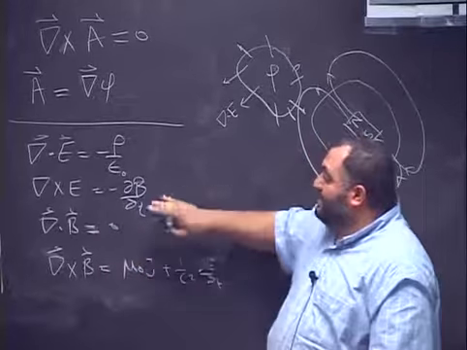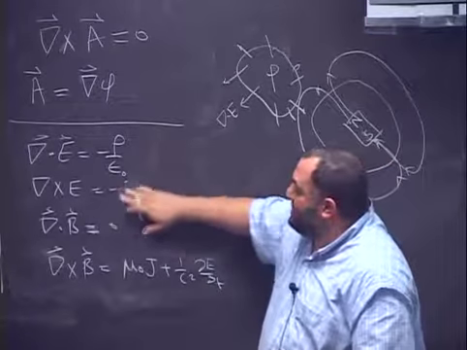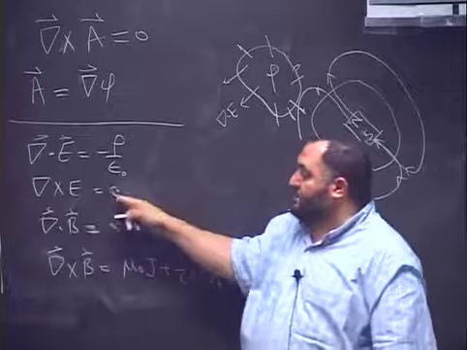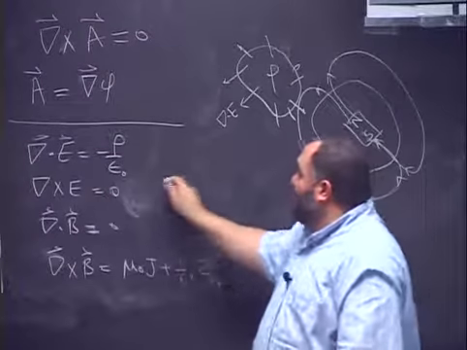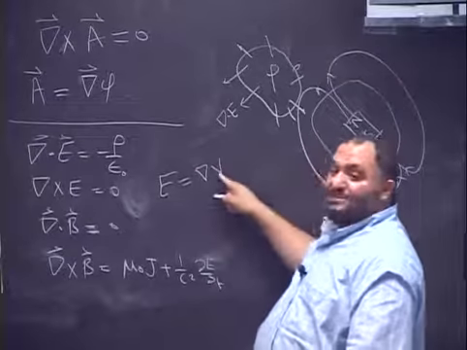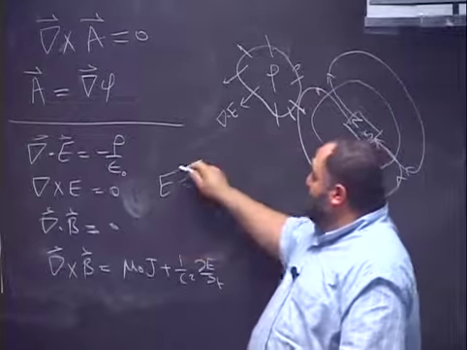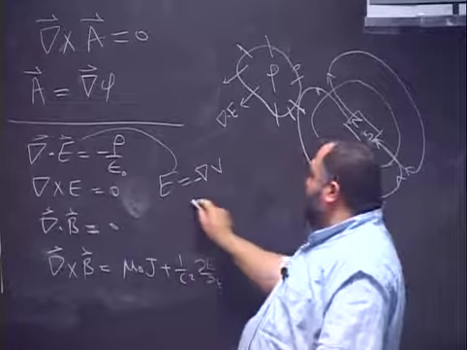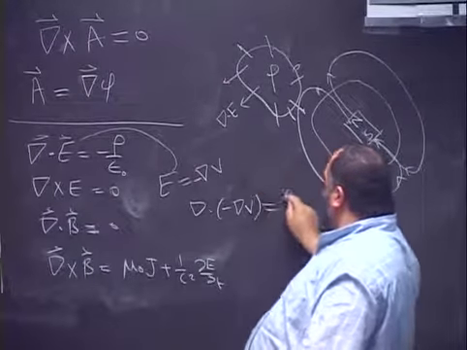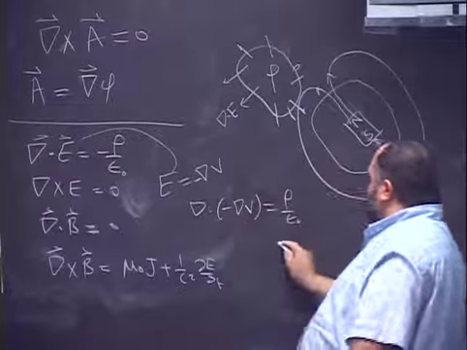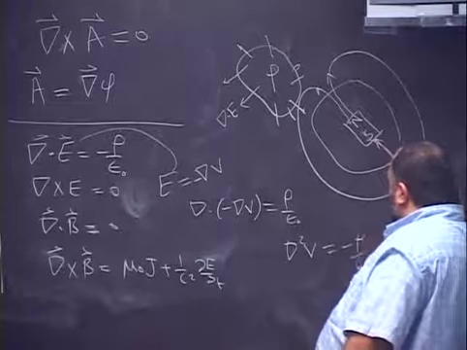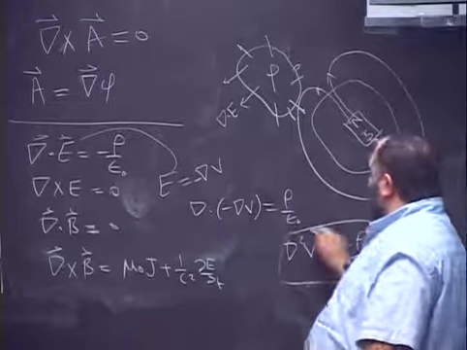In electrostatics, if you have no changing magnetic field, the curl of E is equal to 0. So we can write E as the gradient of a potential. The electric field is just the negative gradient of a potential, and then I can substitute into this equation. This gives divergence of negative grad V equal to rho over epsilon naught, which gives nabla squared V equal to negative rho over epsilon naught. This is the Poisson equation for electrostatics.